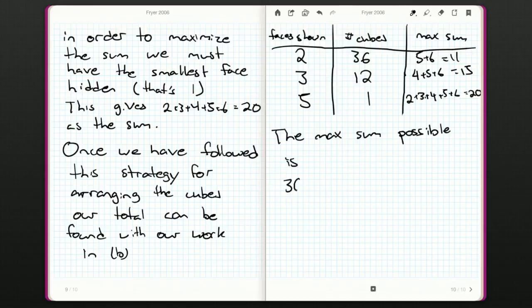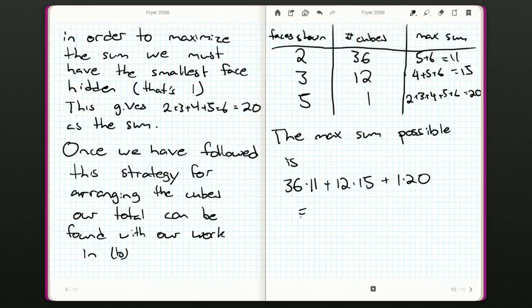So that's 36. We don't need these 2 faces shown. We're not double counting. Here are our 2 faces, a 5 and a 6. So 36 cubes are showing us a sum of 11 for their faces. So that's a place you might screw up on. Don't include the 2 faces shown. They're being counted in the sum. 12 cubes are showing 15, and 1 cube is showing 20.